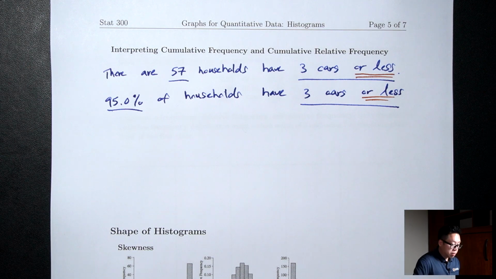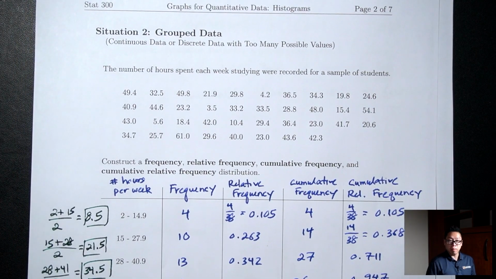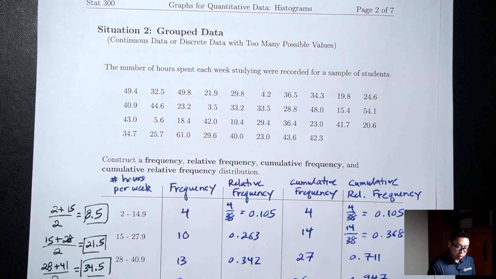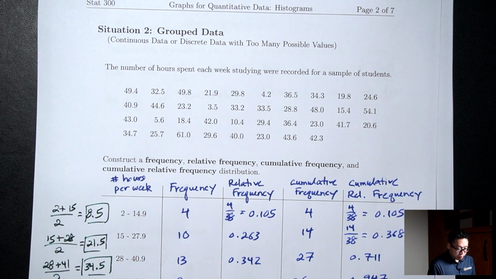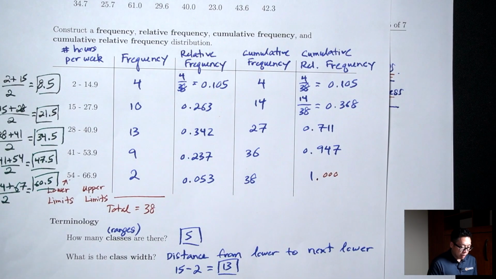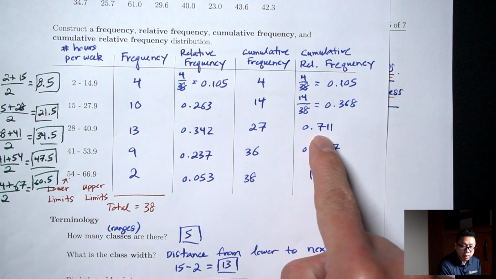All right, so now let's interpret some cumulative frequencies and cumulative relative frequencies in the second situation with grouped data. So here we're talking about number of hours that students study per week. Okay, it's grouped data because we're breaking up our data into ranges. And let's interpret this 27 and this 0.711.